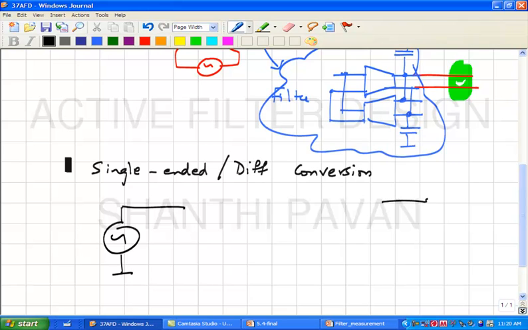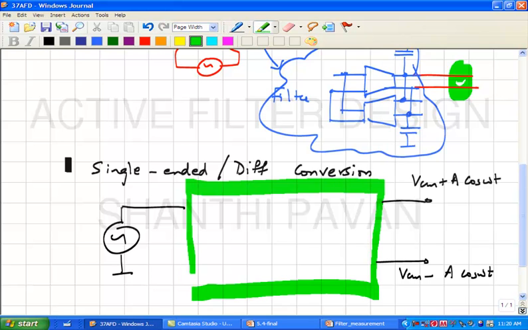I want VCM plus say A cos omega t and VCM minus A cos omega t. This is the stuff that must go into the chip. This is what I have available to me. How will I convert this to that? Pardon? What kind of inverter?